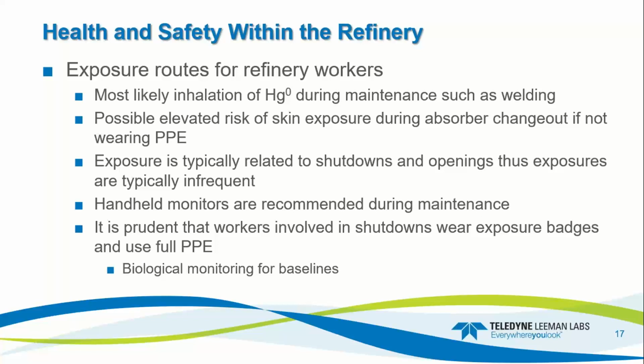During shutdowns and maintenance, it's highly encouraged that the workers have badges and handheld mercury monitors to measure elemental mercury during the maintenance of the shutdown. Also, it's not a bad idea to have biological monitoring for the baseline. So employees start, periodically you can monitor their blood and urine samples looking for mercury. And that'll tell you a lot about exposure within the refineries themselves. It's typically pretty inexpensive to do that, and it's good for the workers.